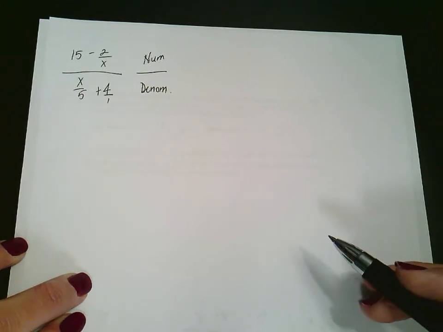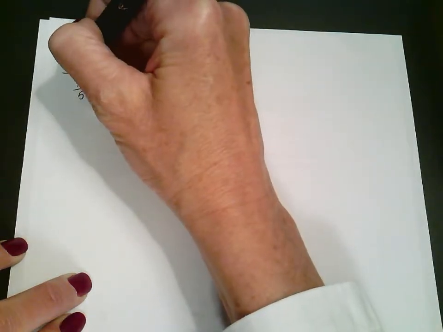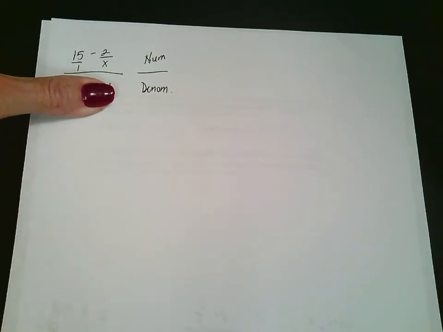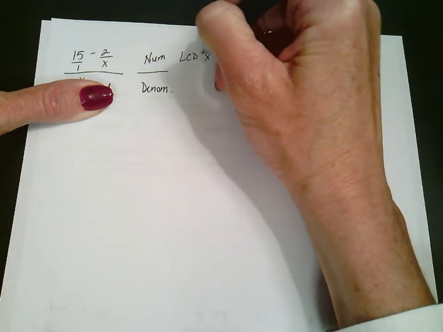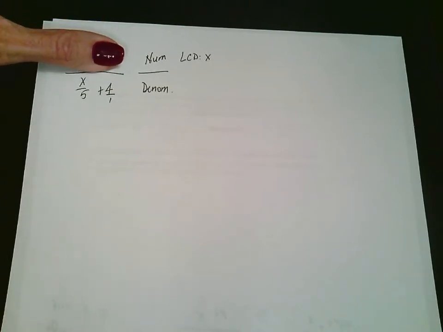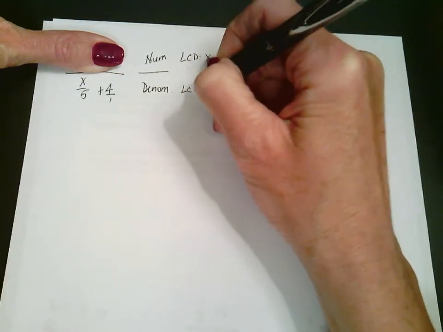In the numerator, I have 15 minus 2 over x. What is the common denominator of those two fractions in that numerator? Well, there's an x and a 1. The lowest common denominator of x and 1 is x. Okay? In the denominator, there are basically two fractions. The denominators are 5 and 1. The lowest common denominator of those two terms is 5.